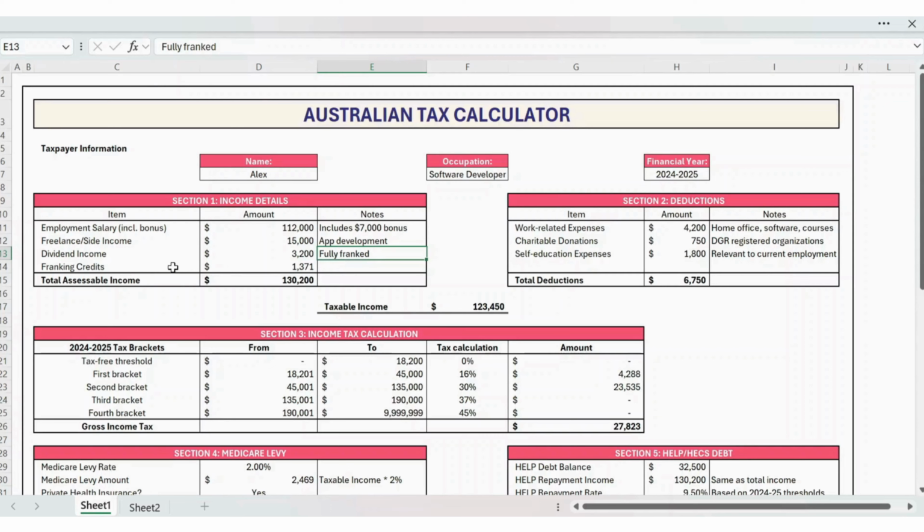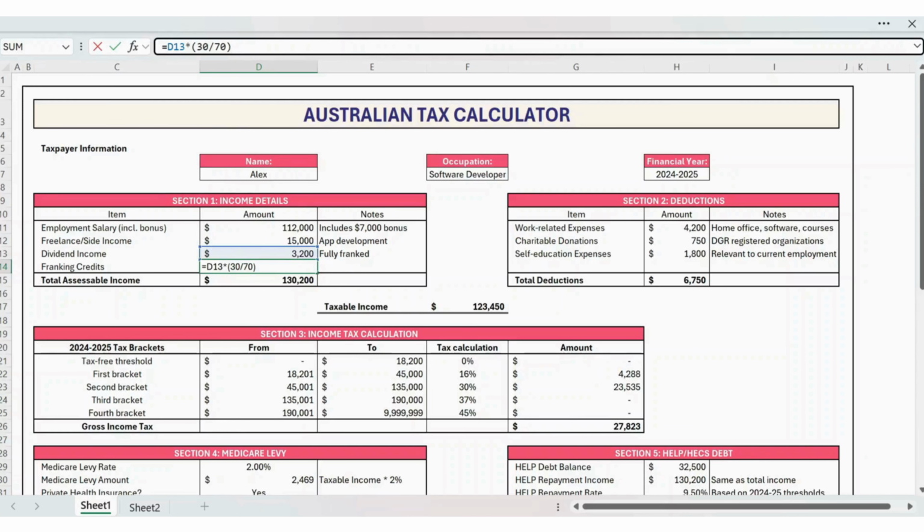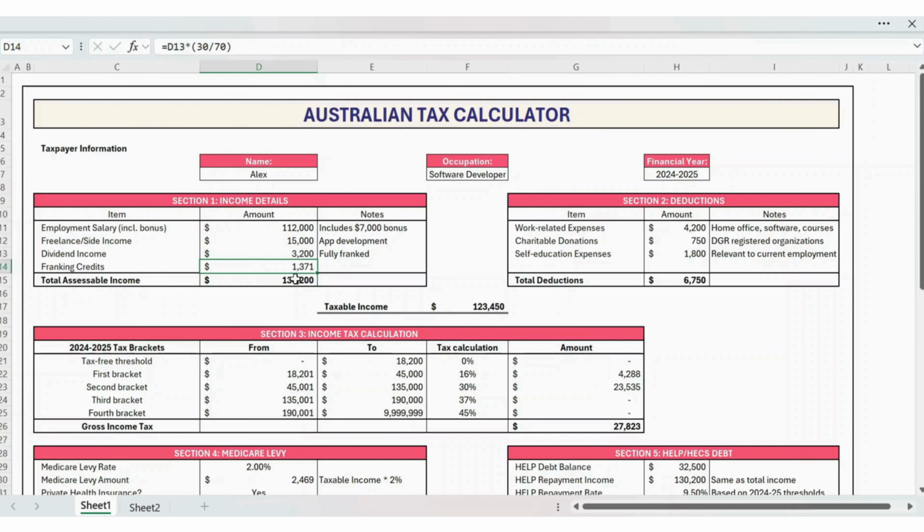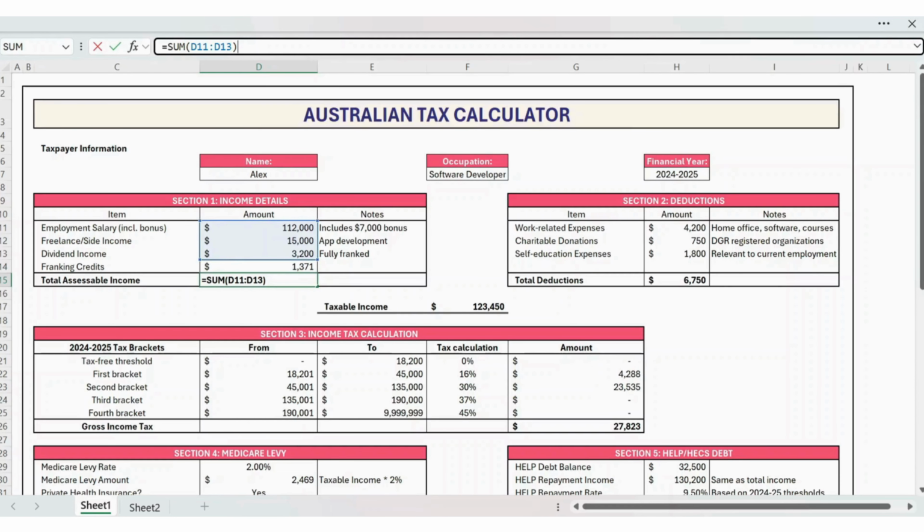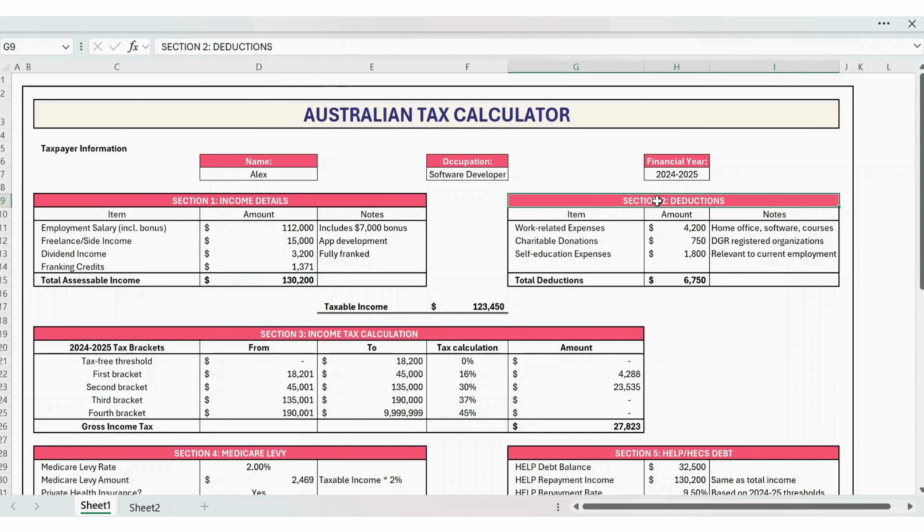Now, a key concept here is franking credits. When an Australian company pays you a dividend from its already taxed profits, you get credit for that tax. The formula in cell D14 equals D13 times 30 over 70 calculates this credit. For $3,200 in franked dividends, the credit is about $1,371. This isn't cash in your pocket now, it's a credit to use later against your tax bill. The total assessable income at the bottom simply sums all these up, giving us $130,200.